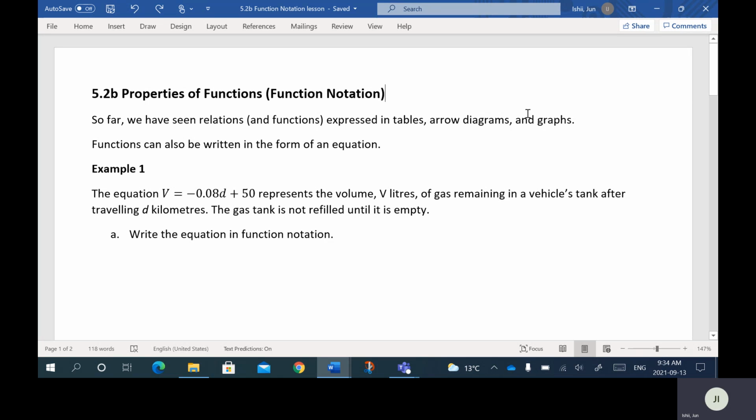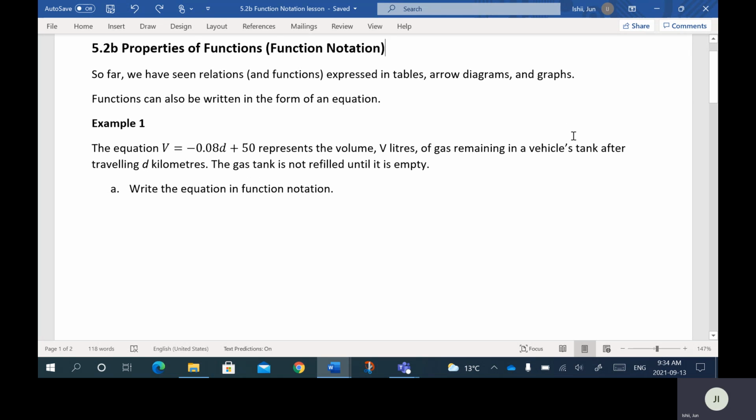So these are some of the ways that we can express a function or a relation. However, functions can also be written in the form of an equation. All right, so that's what we're going to be looking at today, when functions are actually equations. And in general, you will be seeing functions as equations for the most part from now on. So we're going to jump right into the first example, and I'm going to take my time trying to explain the concept of equations as functions.